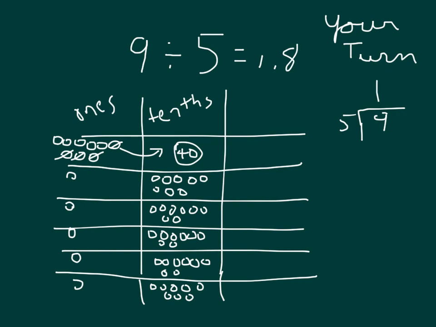Standard algorithm, 5 goes into 9 one whole time. 1 times 5 is 5. 9 minus 5 is 4. Add a 0, drop a 0. 40 divided by 5 is 8. 8 times 5 is 40. 40 minus 40 is 0. And the decimal point can come straight up.